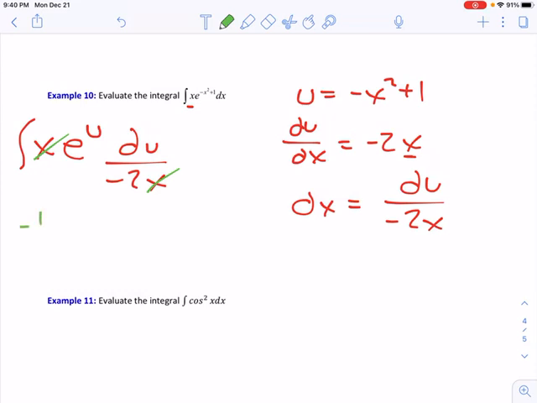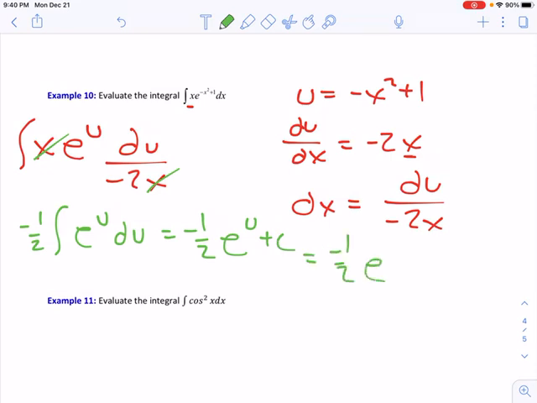So we have a negative 1/2 e to the u du, and we know that the antiderivative of e to the u is e to the u. So this just becomes negative 1/2 e to the u plus c, which is negative 1/2 e to the negative x squared plus 1 plus c. And there we have it. Anything with an exponential usually tends to be fairly straightforward to do.